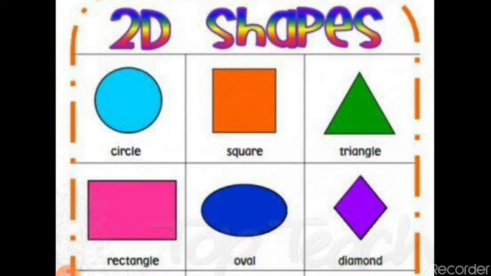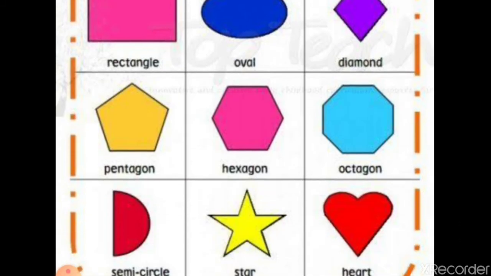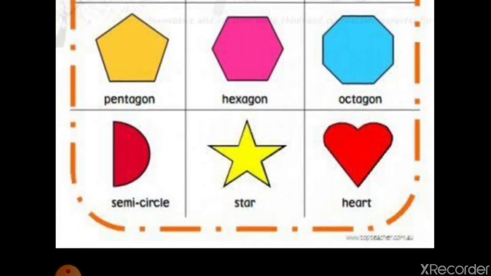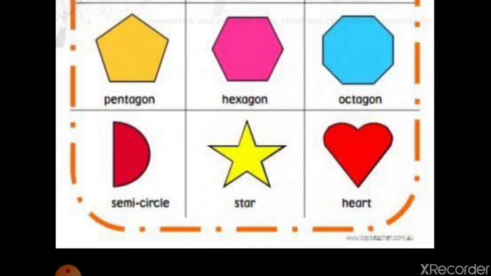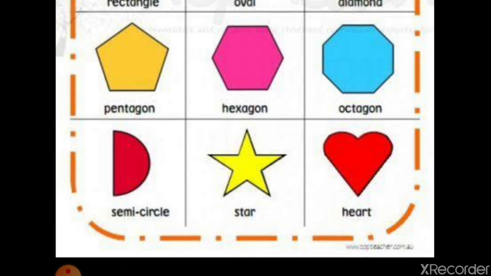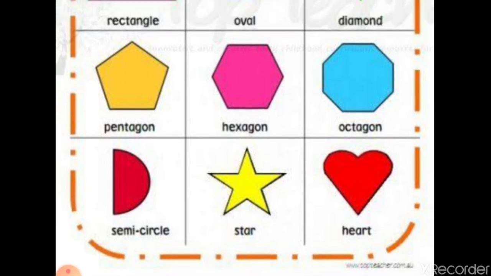Then diamond. A diamond is a shape having four sides only. You can see that the opposite sides in a diamond are parallel. It also has four lines and it also has 4 points. Now, pentagon. Penta means 5. So, a pentagon is the shape with 5 sides.